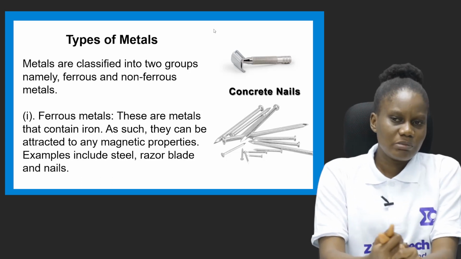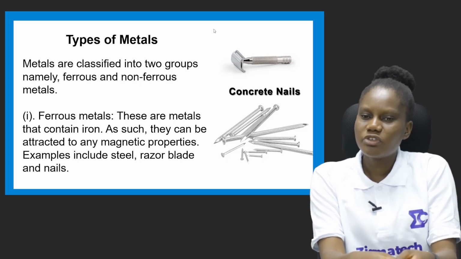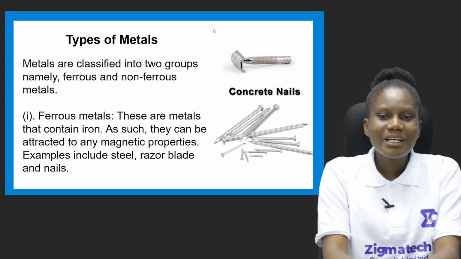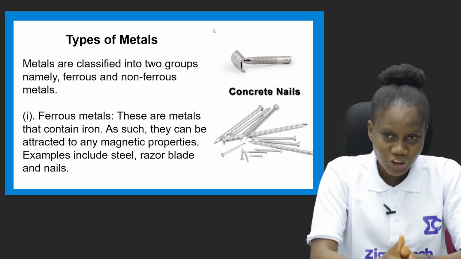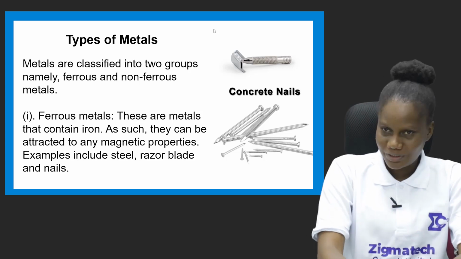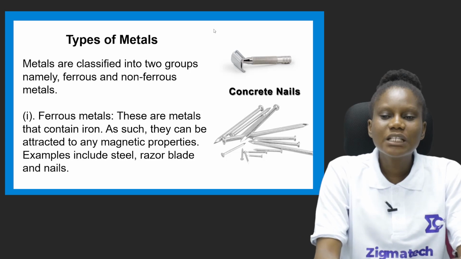So what are ferrous metals? When we talk about ferrous metals, how do you know that this is ferrous? How can you differentiate it from non-ferrous metal? Ferrous metals are metals that contain iron. That is the only difference. That is how you can differentiate it from non-ferrous metals. So they contain iron. As such, they can be attracted to any magnetic properties.